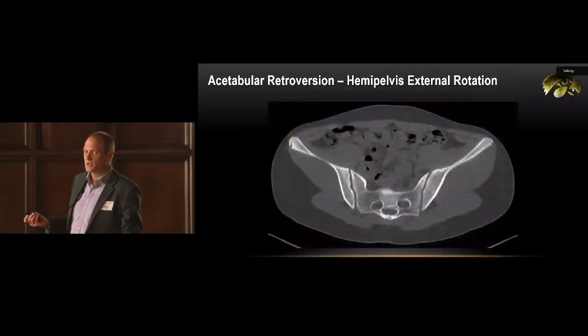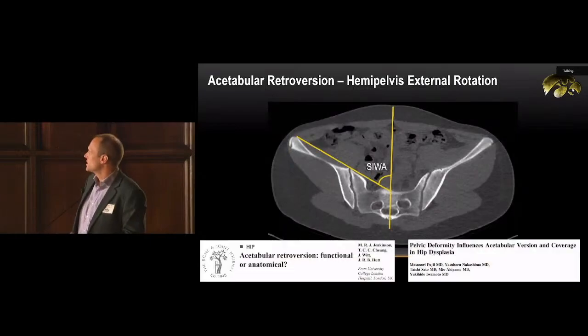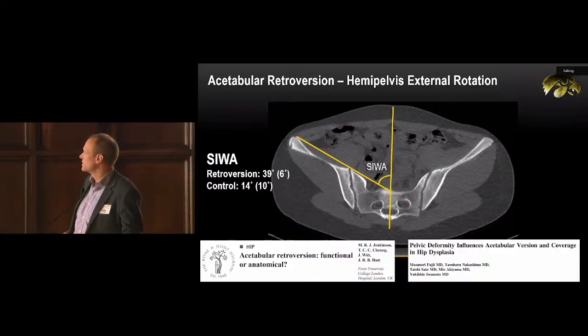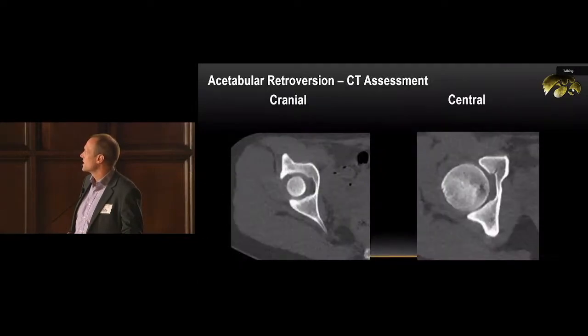So that's been described on CT scans. You can measure a superior iliac wing angle, where you measure from the iliac wing to the anterior SI joint. And when we look at patients with retroversion versus control, you can see about 40 degrees of external rotation versus 15 degrees in patients without retroversion, with significant variability that we see in external rotation of the hemipelvis, but this is what results in that retroversion deformity of the acetabulum.